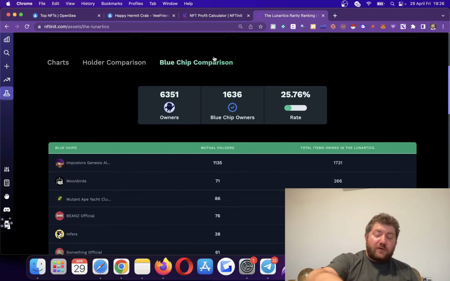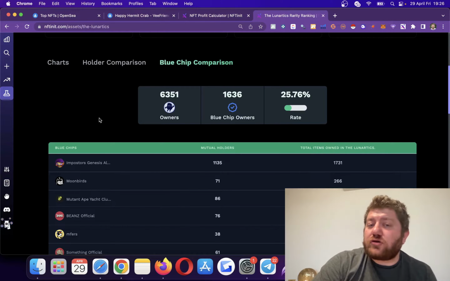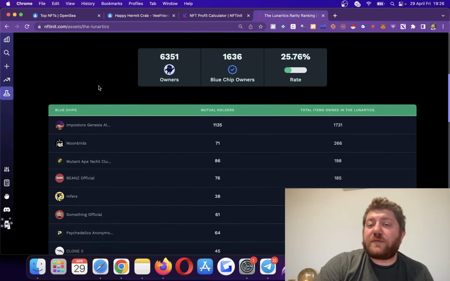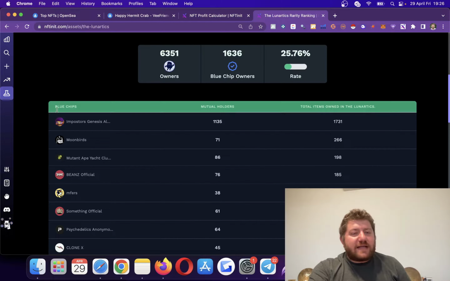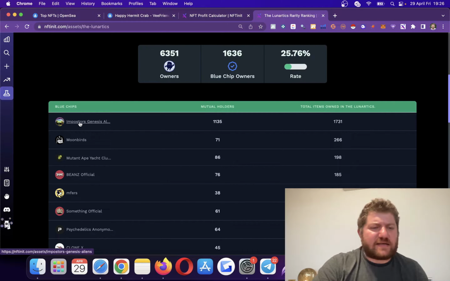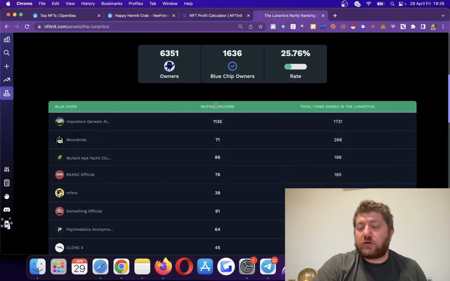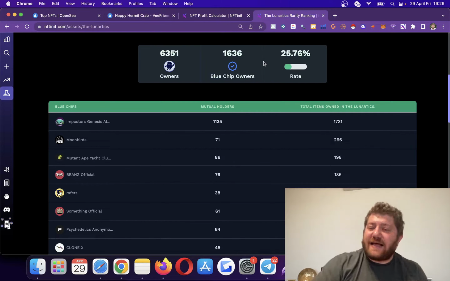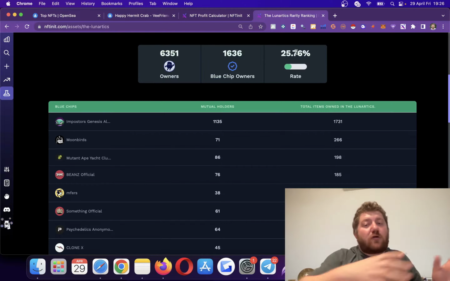This is one of the most important ones, probably the most important one. It shows the blue chip index of the collections. So it tells me that Imposter's Genesis, I don't know about this collection, but I know about Moonbirds. I actually own one. Moonbirds, 71 Moonbirds has 266 Lunatics. So if this index is going up, it means that there are more people from big collections.